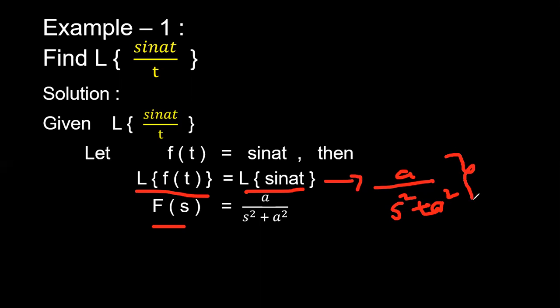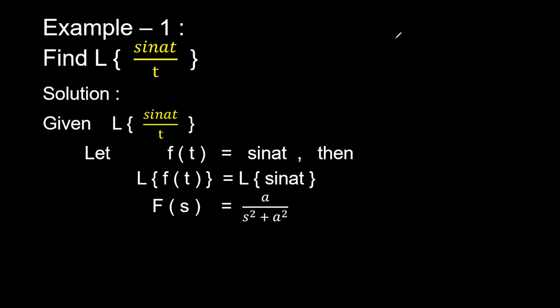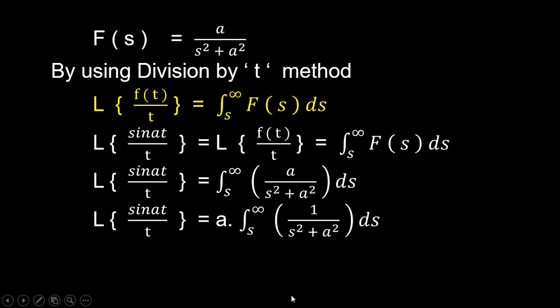All these formulas we have already evaluated in the first class, so these are the general formulas you have to remember. This is the F(s) function. Now, by using the division by t method, the Laplace transform of f(t) by t is equal to the integration from s tends to infinity of F(s) ds. We have derived the F(s) function, so directly you have to substitute this F(s) in this integral.